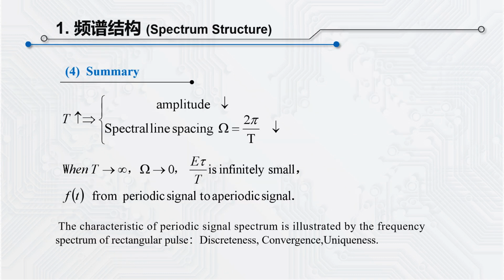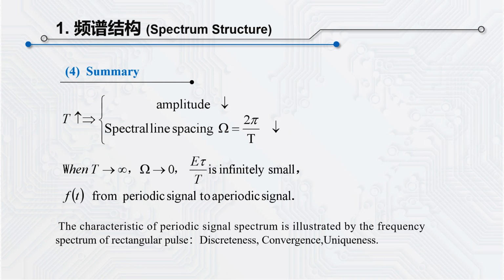Through the previous analysis, we can summarize the nature of the spectrum of the rectangular pulse signal. As you can see from the above spectrum, as its period T goes up, its amplitude gradually decreases. Each interval between two lines is the frequency of the fundamental wave omega. As T increases, the interval of the lines decreases. When T tends to infinity, omega tends to 0. E tau over T becomes an infinitesimal.